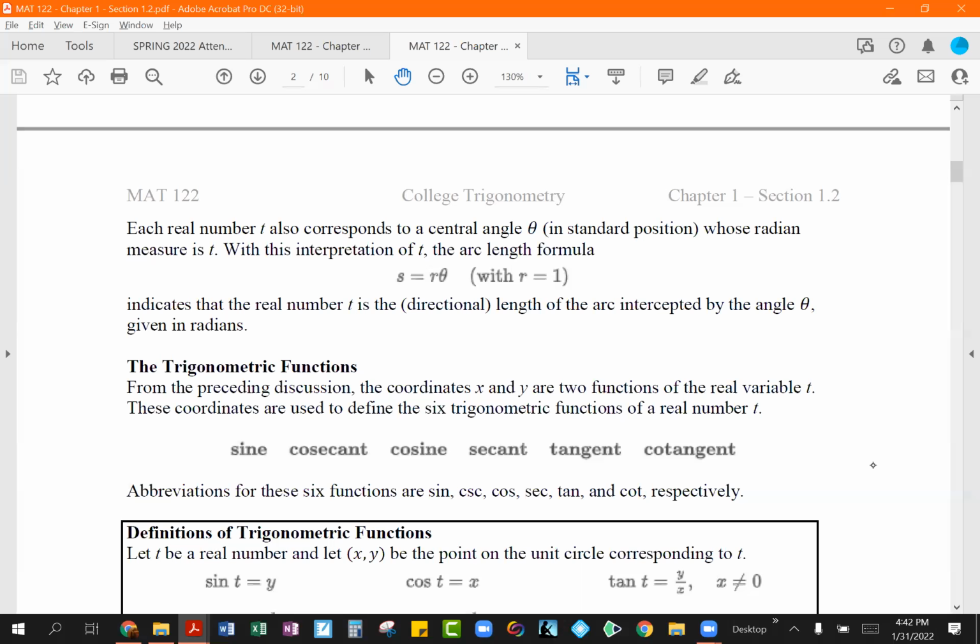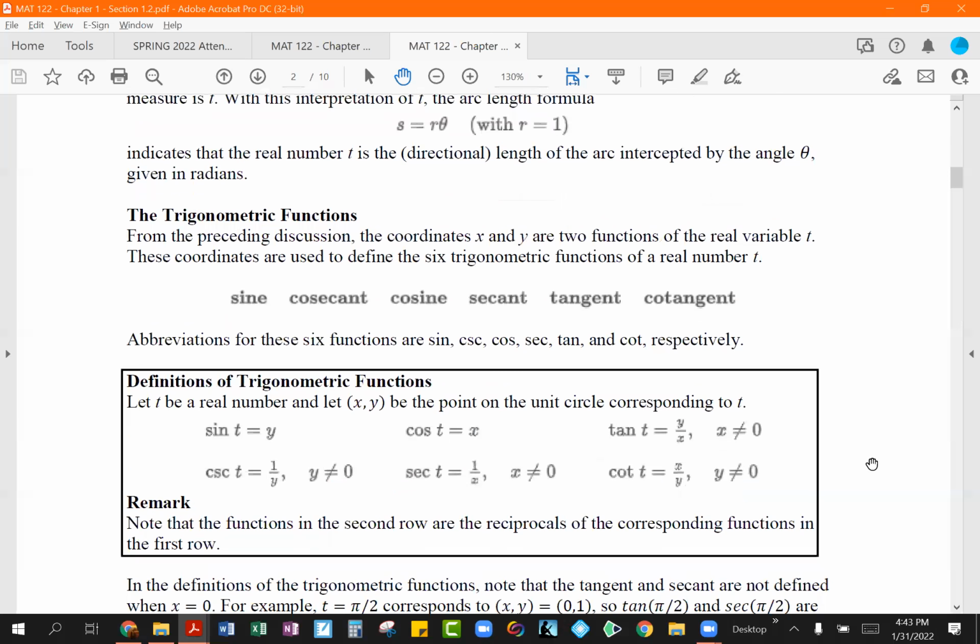With this interpretation of t, they're saying the arc length formula, where you have s equals r times theta, we know the radius is equal to 1, which in this case, of course, means s equals theta, so that arc length is going to be the same as your angle measure. We are saying that the real number t is the directional length of the arc, which will be intercepted by the angle. So this is all going to be in radians.